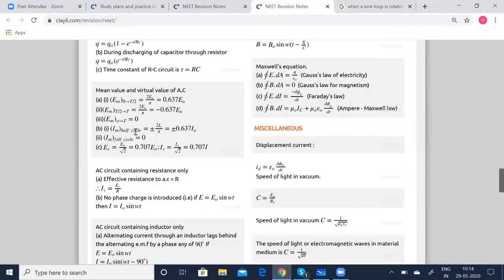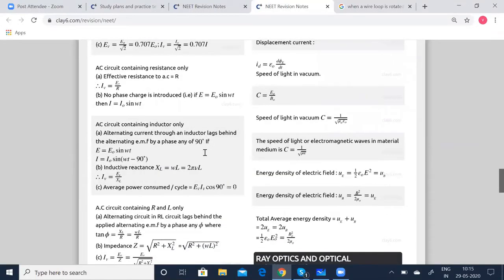Same way, IM through half the cycle is given by plus or minus 2I0 by pi, which is equal to plus or minus 0.637 I0. IM for the full cycle, again it gets cancelled, so it is 0. Same way, EV is equal to E0 by root 2, which is equal to 0.707 E0. And IV is equal to I0 by root 2, which is equal to 0.707 I0.